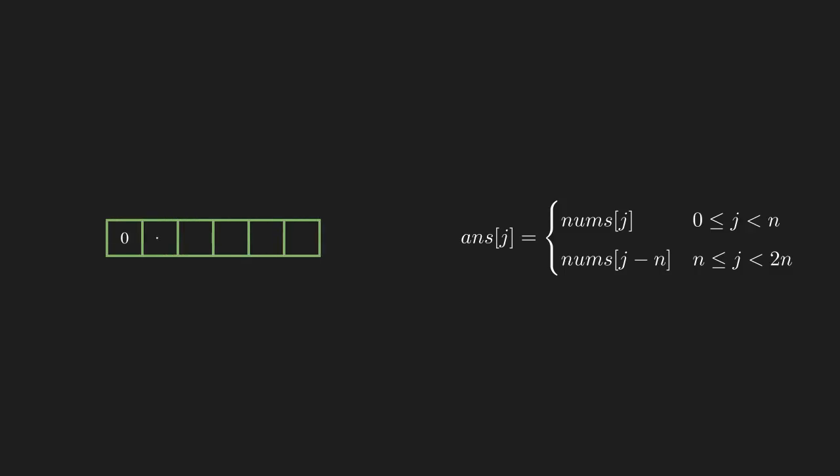We can express the concatenation using one output index j. If 0 is less than or equal to j and j is less than n, then ans at j equals nums at j. If n is less than or equal to j and j is less than 2n, then ans at j equals nums at j minus n. This piecewise rule covers every output position.